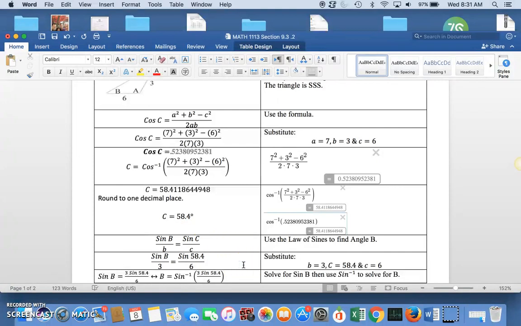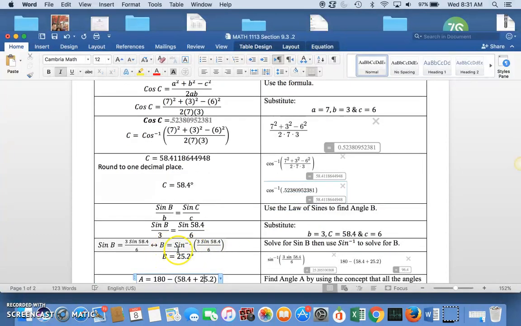So I substitute there. Your B is 3. Side C is 6. And we just found angle C to be 58.4. We plug it in, and a lot of this is being sure you know how to put it in the calculator correctly. This is solved for sine B. To get it solved for B, you do inverse sine of that. Angle B becomes 25.2 degrees.